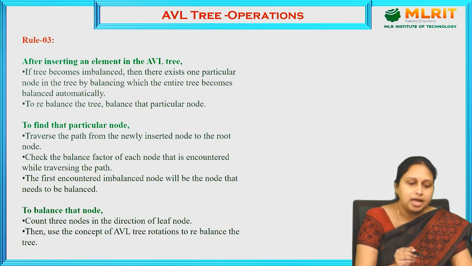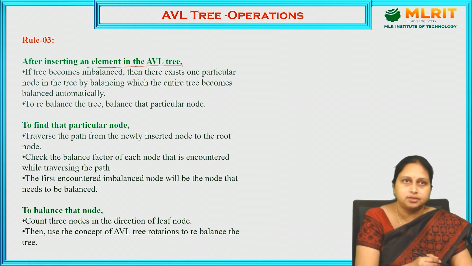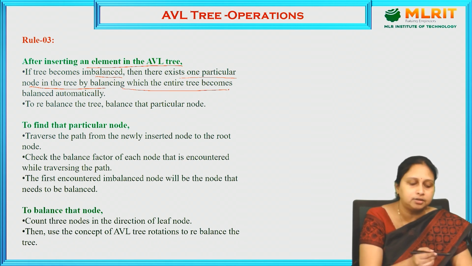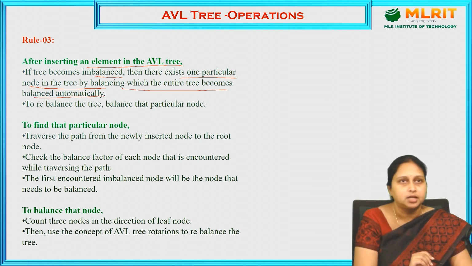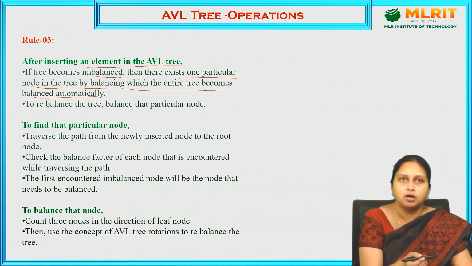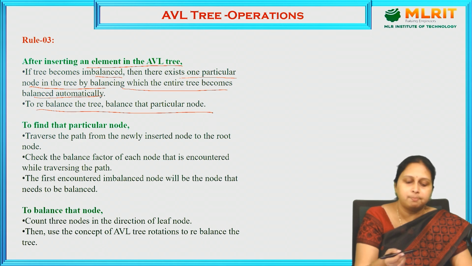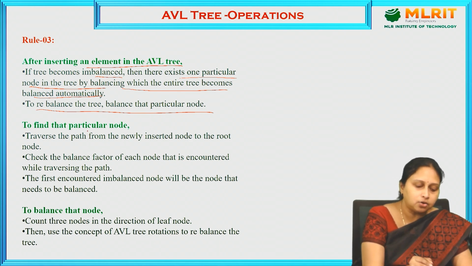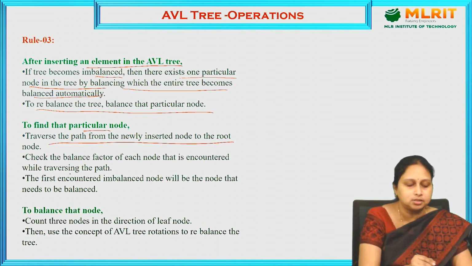And rule 3. After inserting an element in the AVL tree, if the tree becomes imbalanced, then there exists one particular node in the tree by balancing which the entire tree becomes balanced automatically. Right? After inserting, we need to check whether there is any possibility of balancing the tree automatically. To rebalance the tree, balance that particular node. Only that particular node can be balanced instead of changing the complete tree. To find that particular node, traverse the path from the newly inserted node to the root node.